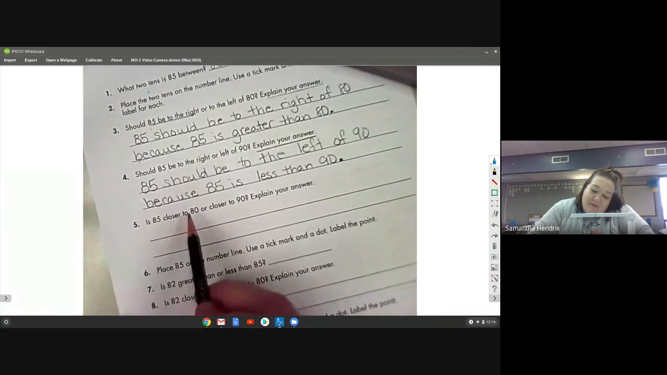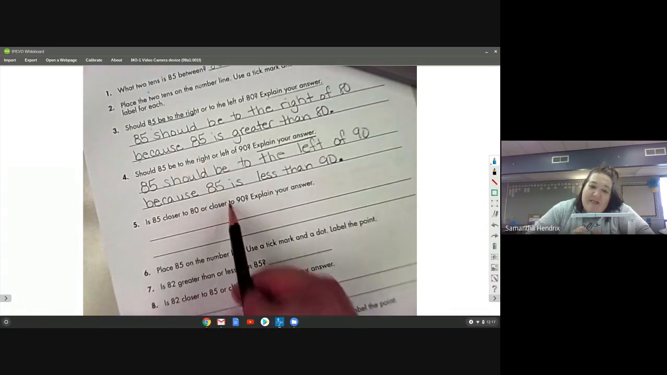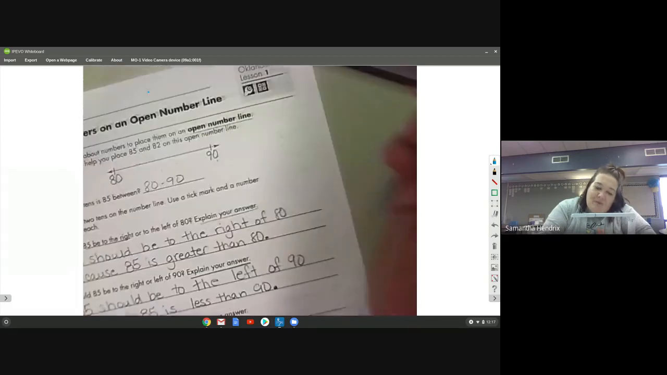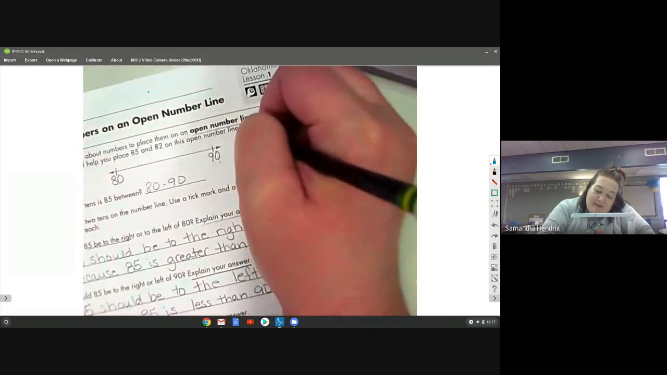Is 85 closer to 80 or closer to 90? Oh, goodness. Think about that. If we were to round, how would we go, up or down? Would we go to 80 or 90? Let's look at that. I'm going to write this up here. You don't have to write this, but I am.